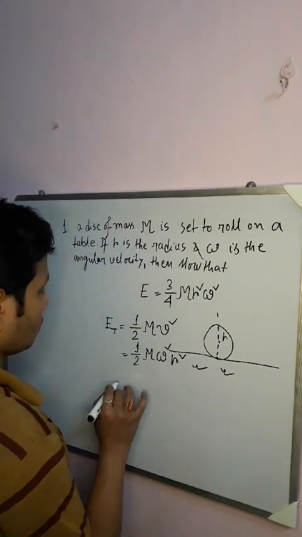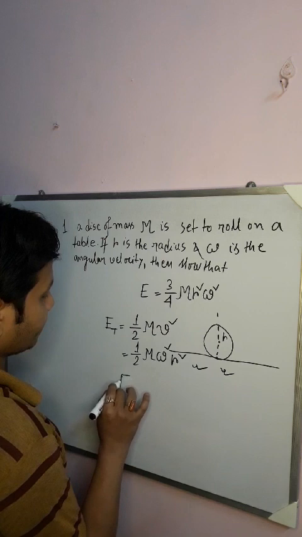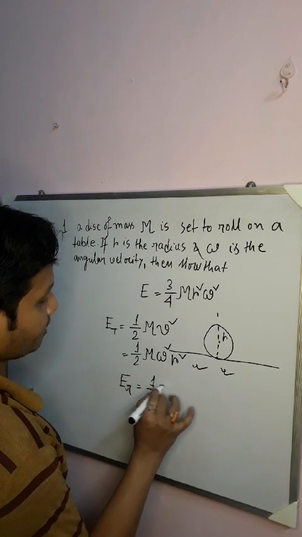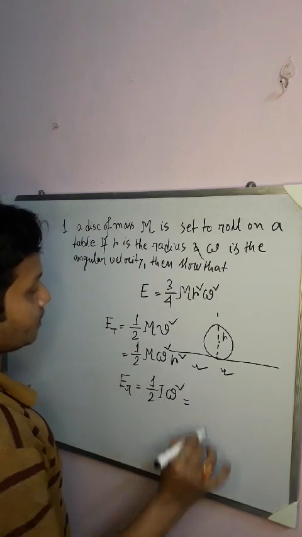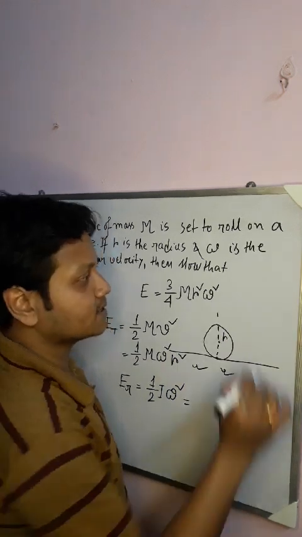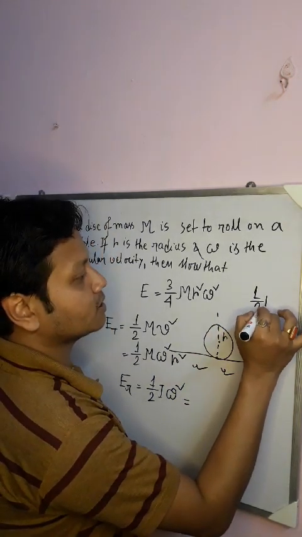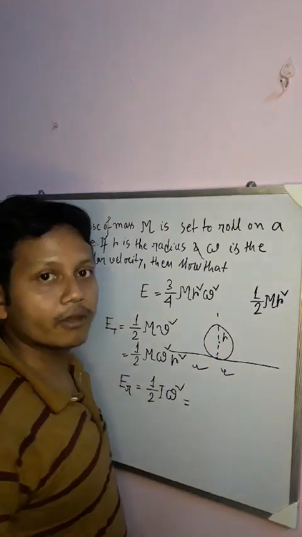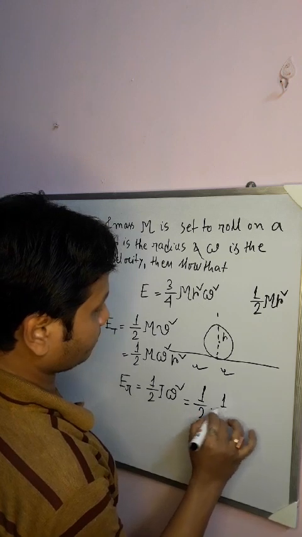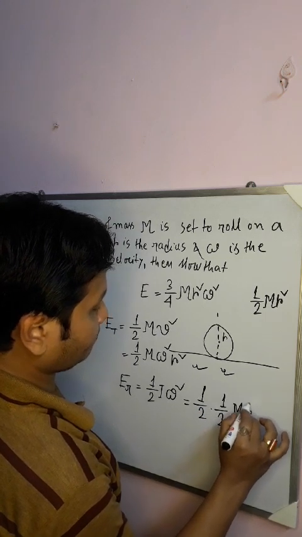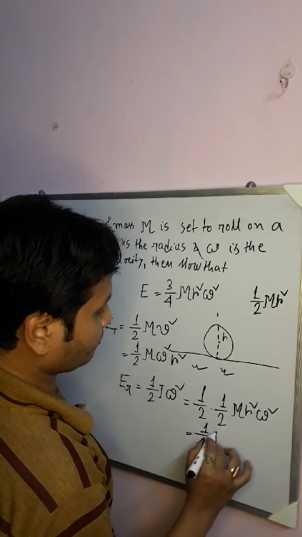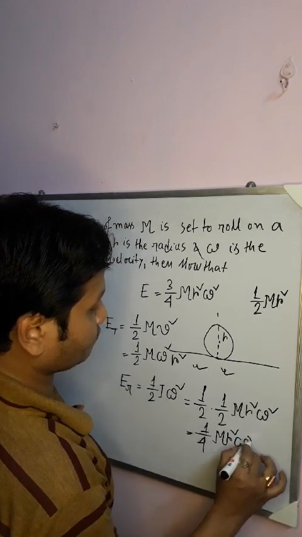Okay, and what would be the rotational kinetic energy? That is simply half I omega square. Now what would be the moment of inertia of the disk about its own axis? We know that the moment of inertia of a disk about its own axis is half m r square. So this is simply half times half m r square omega square, which is 1 upon 4 m r square omega square.